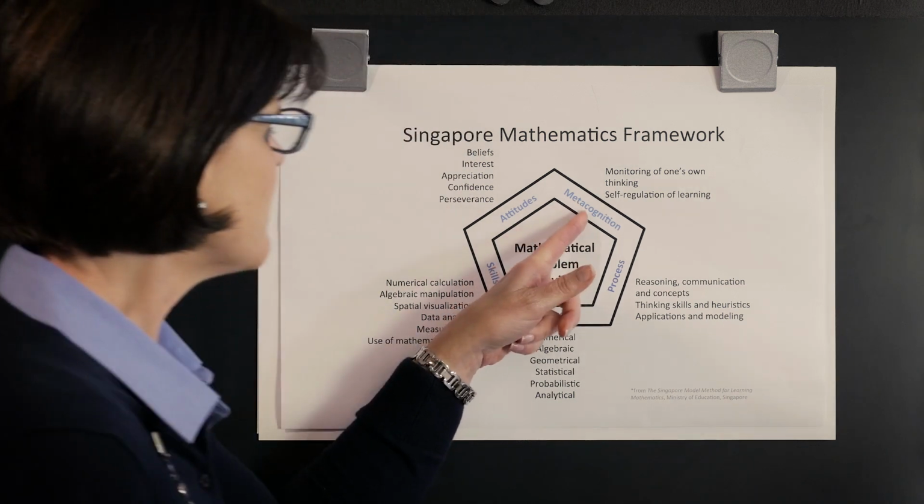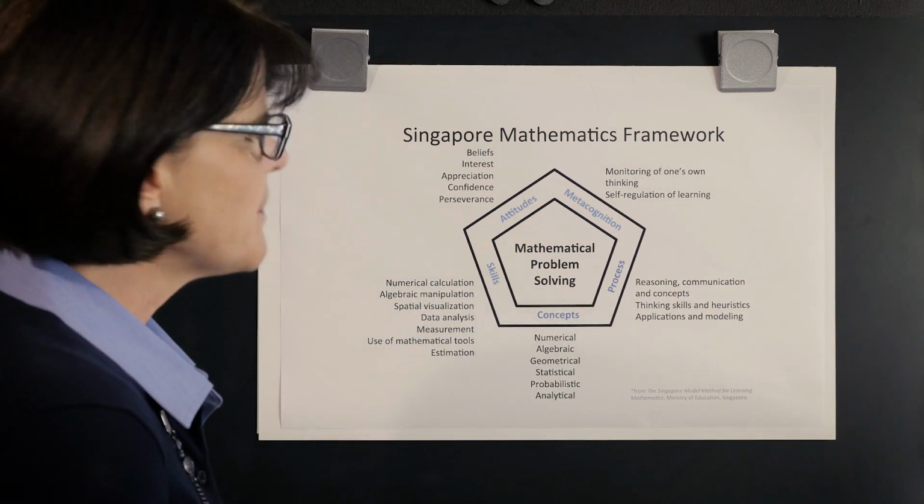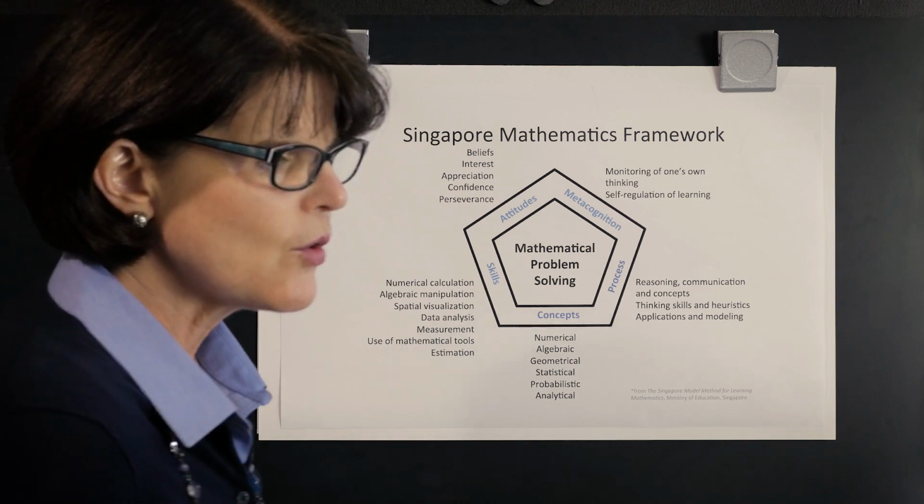If we move on to the metacognition and the process, we start to move into metacognition: how to think about thinking, how to select and use some sort of problem-solving strategy. Just a wonderful thing we provide for our students by using the Singapore math strategies.